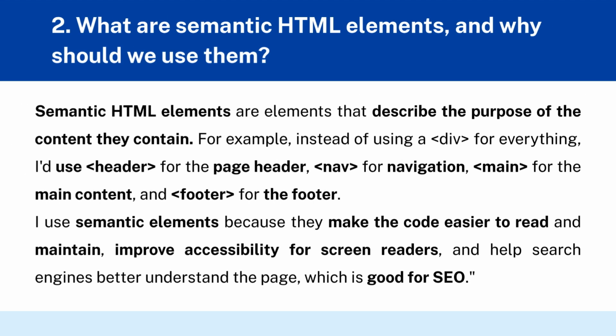What are semantic HTML elements, and why should we use them? Semantic HTML elements are elements that describe the purpose of the content they contain. For example, instead of using a div for everything, I'd use header for the page header, nav for navigation, main for the main content, and footer for the footer. I use semantic elements because they make the code easier to read and maintain, improve accessibility for screen readers, and help search engines better understand the page, which is good for SEO.